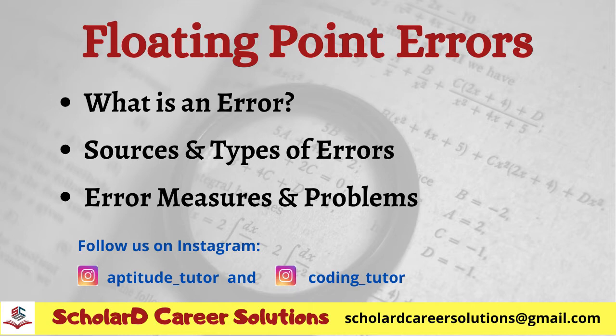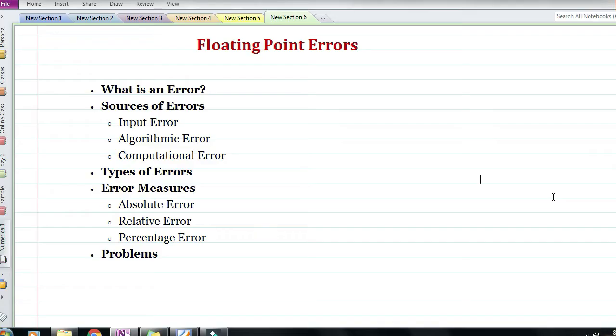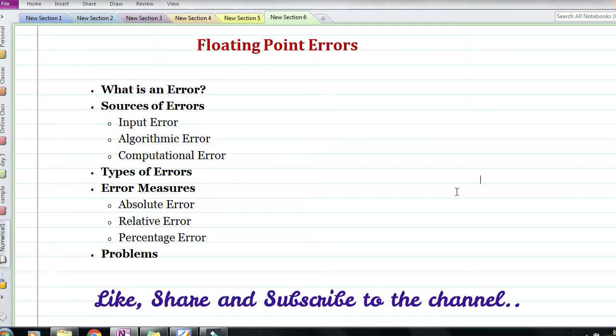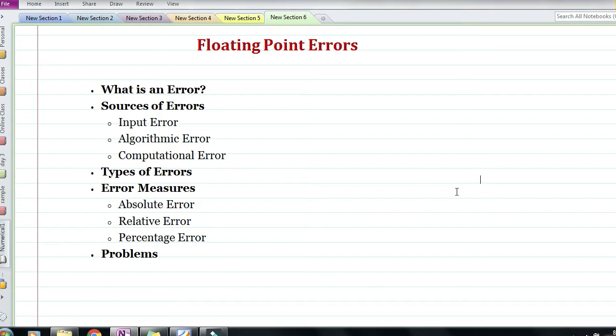What is an error? What are the sources of errors and what are the types of errors? With examples we are going to see, and then what are different measures of errors that are present and why we need to measure these errors, and we'll also see some problems under this chapter. So now let us see what is an error.